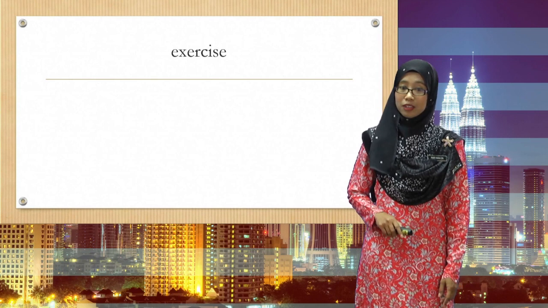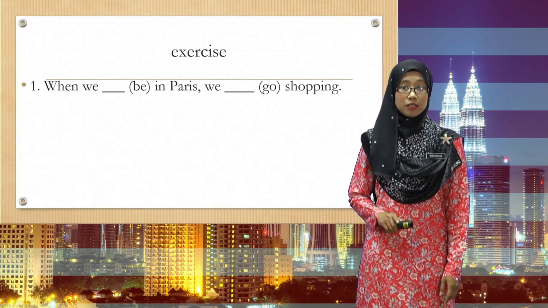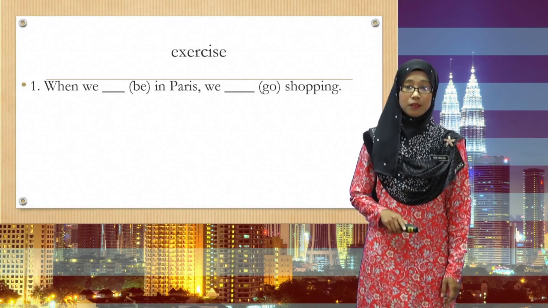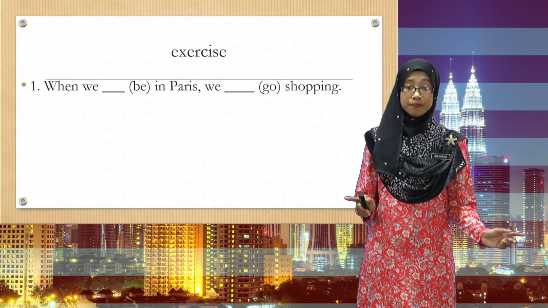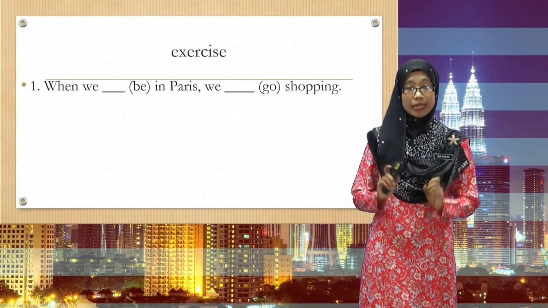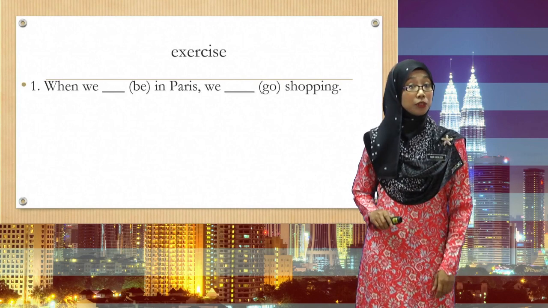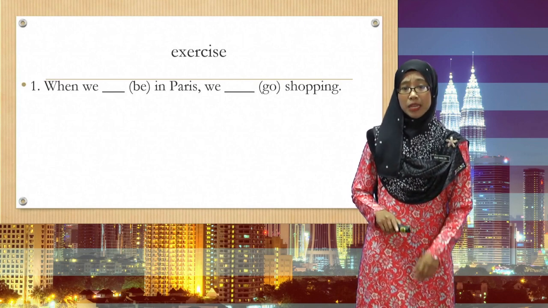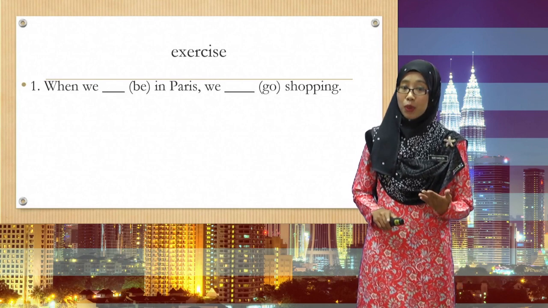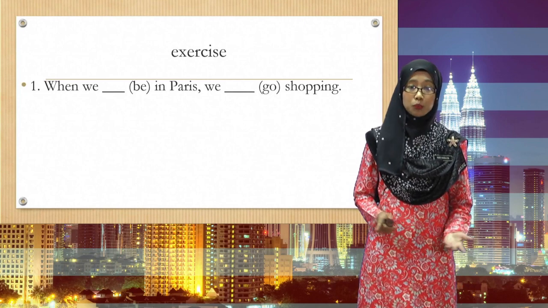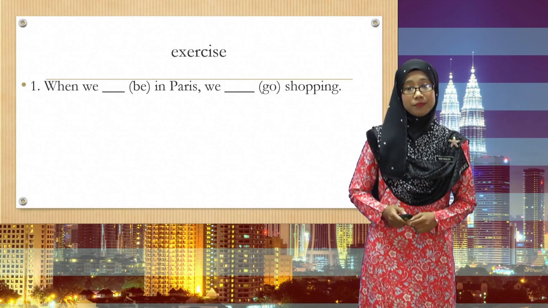Let's try the first question. You can use contractions for your answer. Read the first question. When we, in bracket B, in Paris, we, in bracket, go shopping. B in the bracket is the be verb. You have to fill in the blanks with is, are, or am.